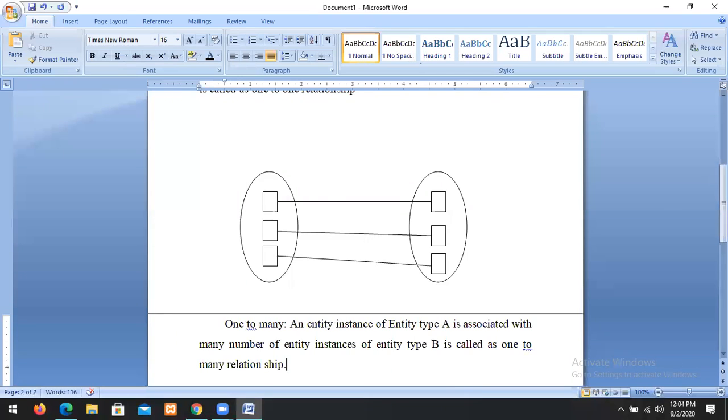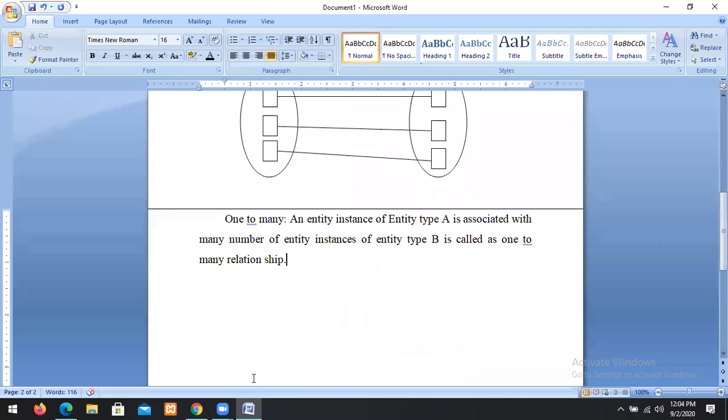So in the case of one-to-many, an entity instance of entity type A is associated with many number of entity instances of entity type B is called one-to-many relationship. So we'll go for an example of this again.